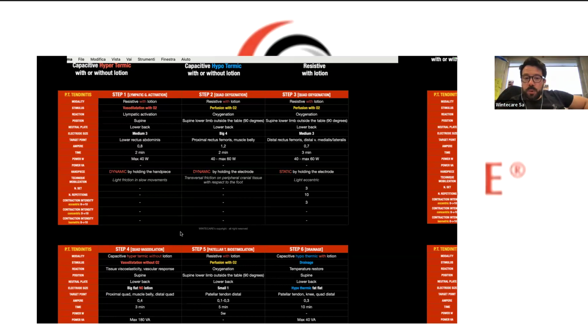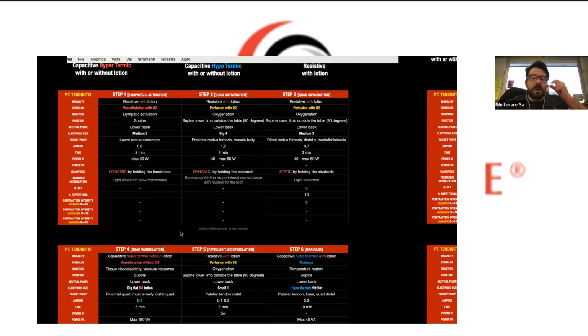Then, step 2, still resistive with lotion, still blood perfusion. We want to increase the oxygenation of the tissue. Supine, lower limb outside the table, 90 degrees. So this is the way the patient should lie, basically facing up with the lower limb able to stay a little bit off the table. Plate still under the lower back, the biggest electrode, the fourth one. Proximal rectus femoris, muscle belly, is where we put the electrode.